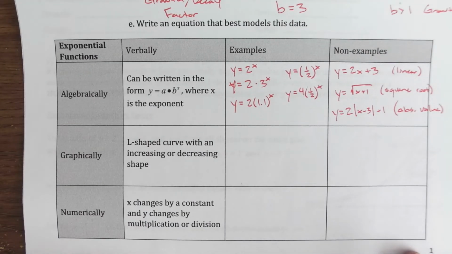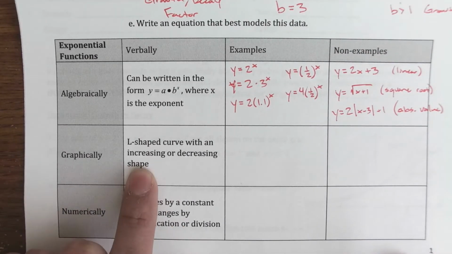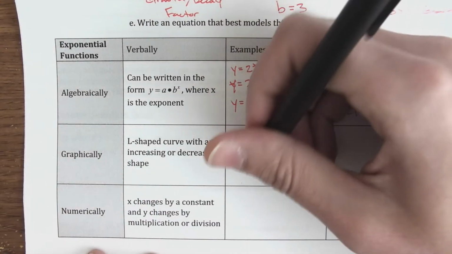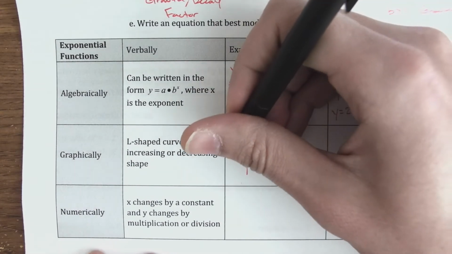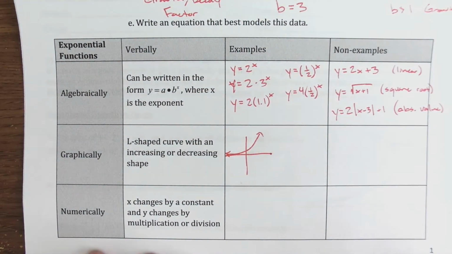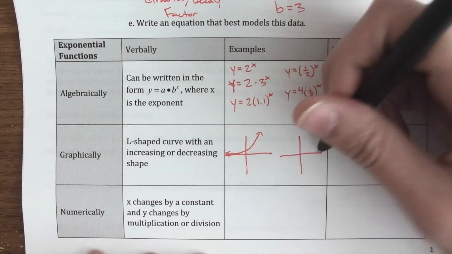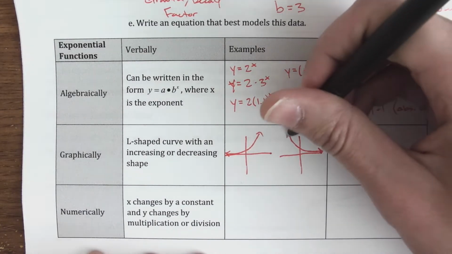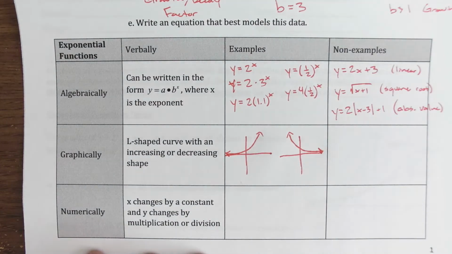Graphically, we can see the shape of the exponential function. We've got this L-shaped curve. It's either increasing or decreasing. So some examples, we could see this would be an example of exponential growth, where it's increasing from left to right. An example of exponential decay, it can be decreasing from left to right. So something that looks similar to this.